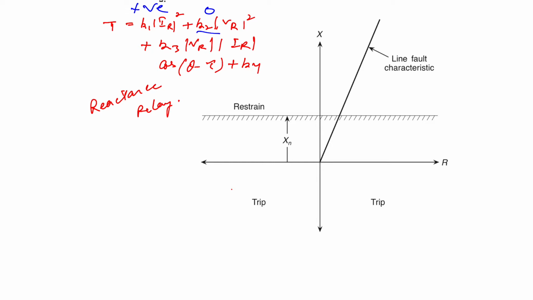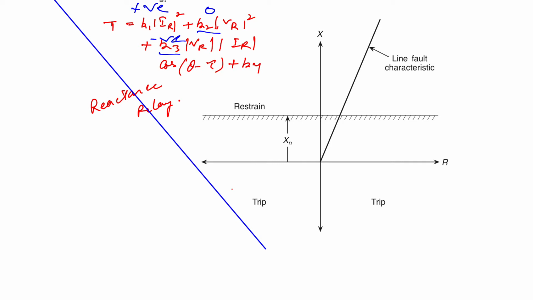produce the tripping torque, and make K3 negative, which means the directional torque opposes the tripping. K4 can be neglected when the relay is on the verge of operation. In that case we will get the following equation.